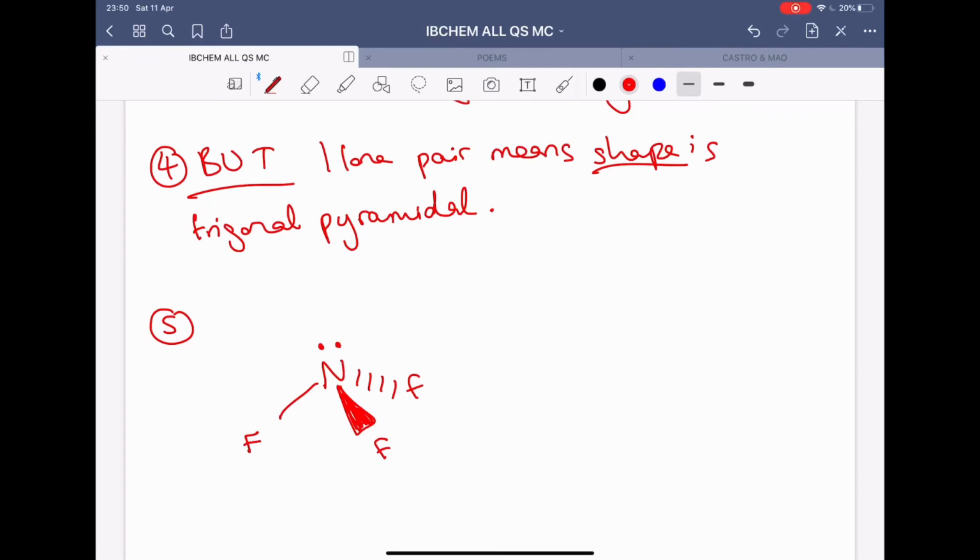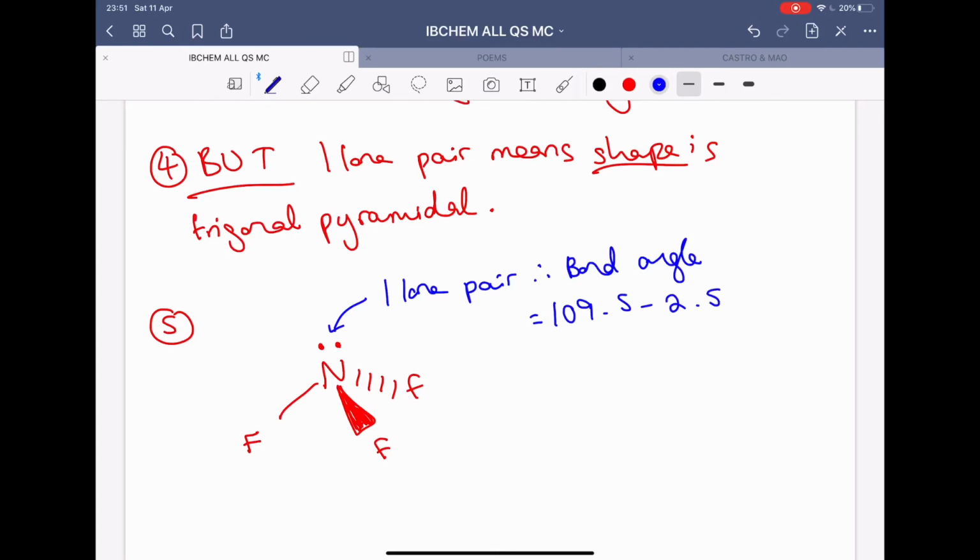Seeing that the lone pair is at the top. I didn't draw the valence electrons for the fluorines. That was going to take long in this video. But remember in your exam, show every single valence electron that is in the molecule. That 1 lone pair, therefore the bond angle is 109.5 minus 2.5.